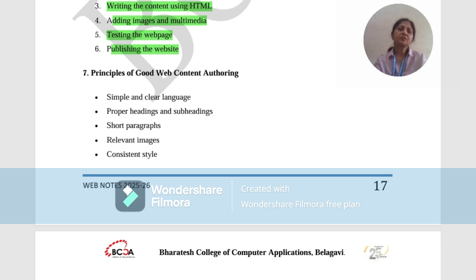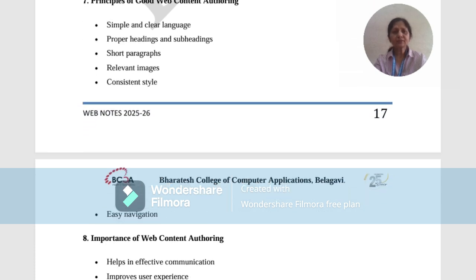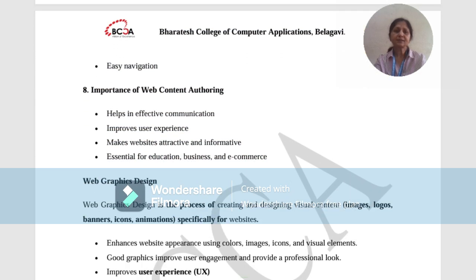What are the principles of good web content authoring? The first principle is it has to be simple and clear, proper headings and subheadings, short paragraphs, relevant images, consistent style. This is very important. And last but very important is easy navigation.